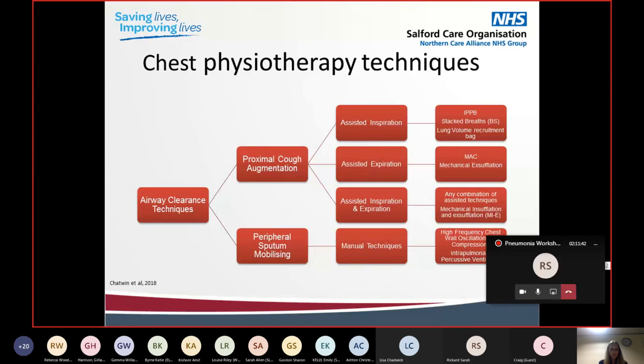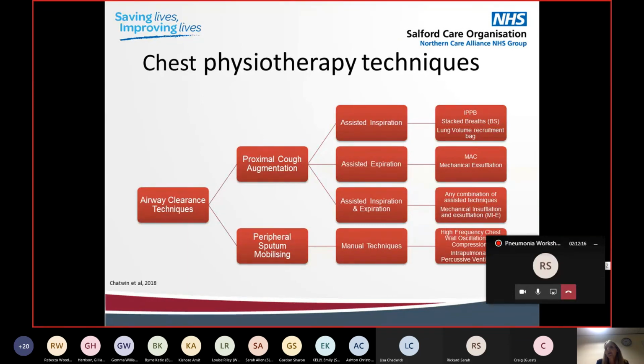So with the proximal airway clearance techniques, we're looking to augment the cough by assisting inspiration, expiration, or both. They're often described as cough augmentation techniques to support or imitate a cough, where the primary goal is to move the secretions to the larger airways. The secretions are generally sitting more centrally versus the peripheral secretions. So these are your assisted inspiration, assisted expiration, a combination of the two together.